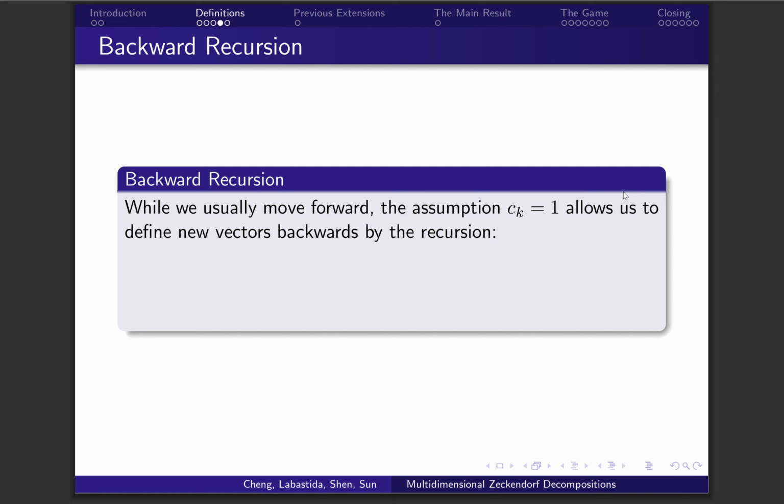While we usually move forward, the assumption of c_k = 1 allows us to define new vectors backwards by the recursion, like this formula. Let me add some explanation about this. From the former definition, we fixed k initial terms, and we can use the recurrence forward to get everything beyond it. Right now, we think about everything before it. So, we need c_k = 1 to extend the sequence to all negative indices while keeping integer entries. And that's the most interesting and important condition that guarantees a unique representation.